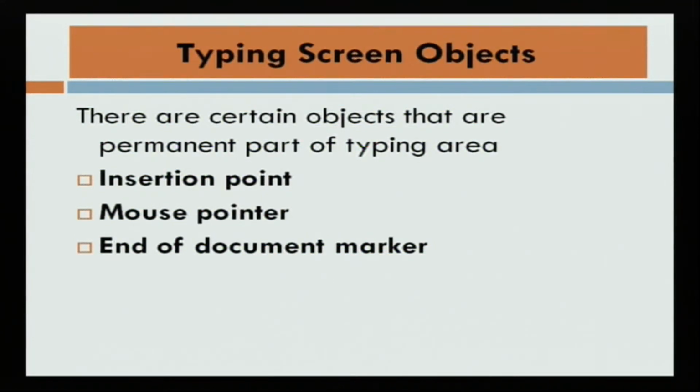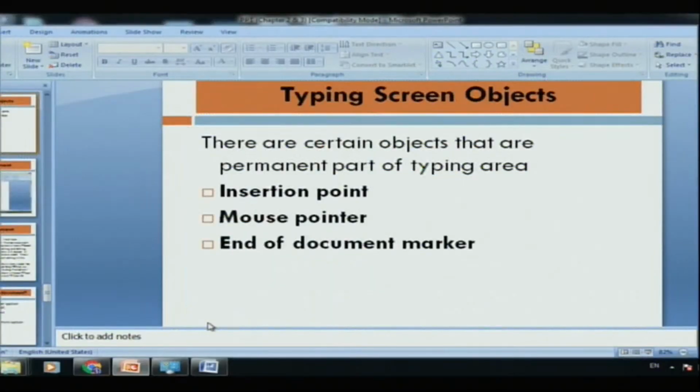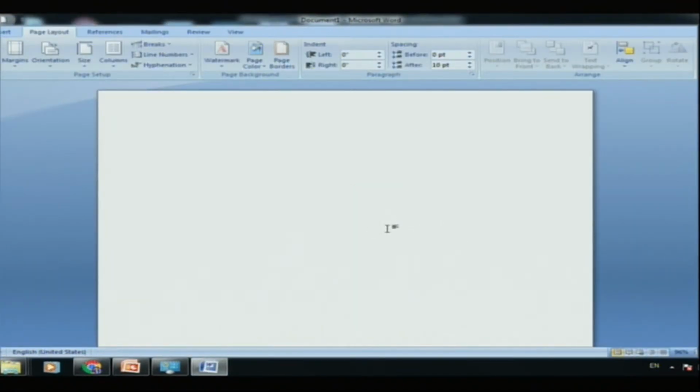Over the typing area, a few things are a permanent part of it. The first one is the insertion point, the next is the mouse pointer, and the next part of the document is the end of the document marker. So, let us see what the insertion point is, what the mouse pointer is, what the end of the document marker is, and what the text area is. Coming to this Word document, it is empty now. The cursor you can see blinking over the screen is the insertion point.